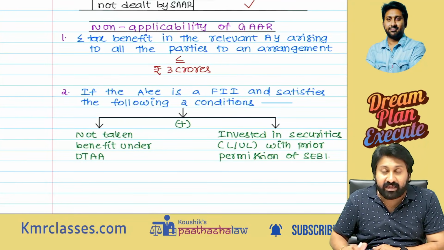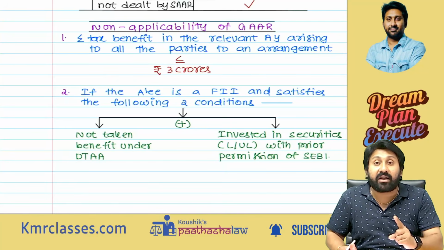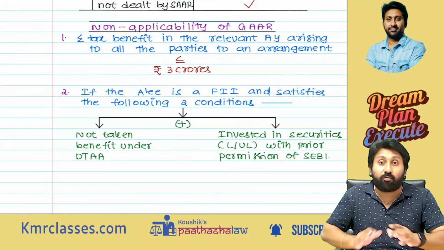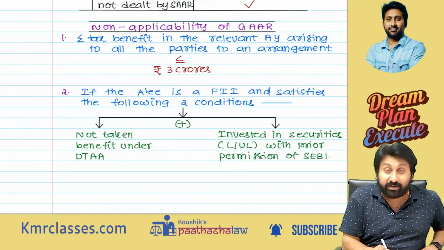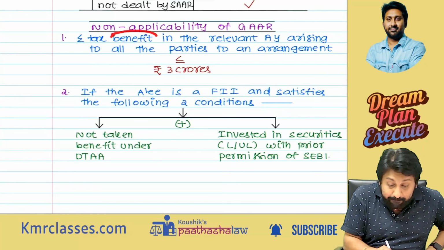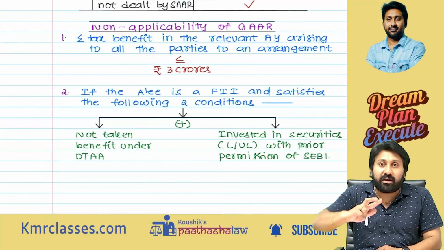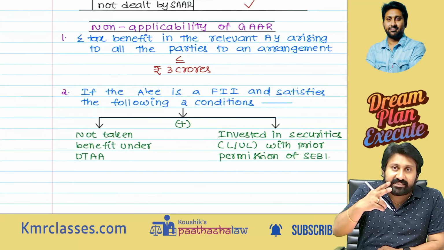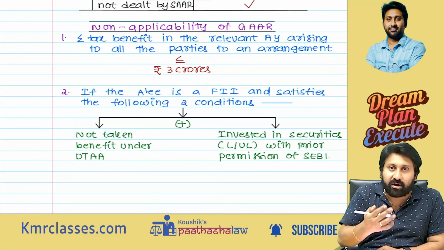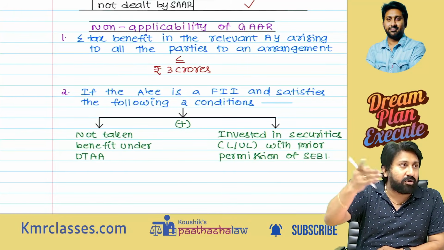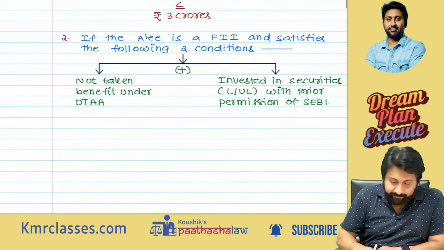do not apply. The intention of the government is that GAAR has to come into place only when the volume of tax benefit, not tax amount, the tax benefit you are getting, is more than 3 crore. It should be less than or equal to 3 crore. If it is more than 3 crore, then GAAR provisions will apply.